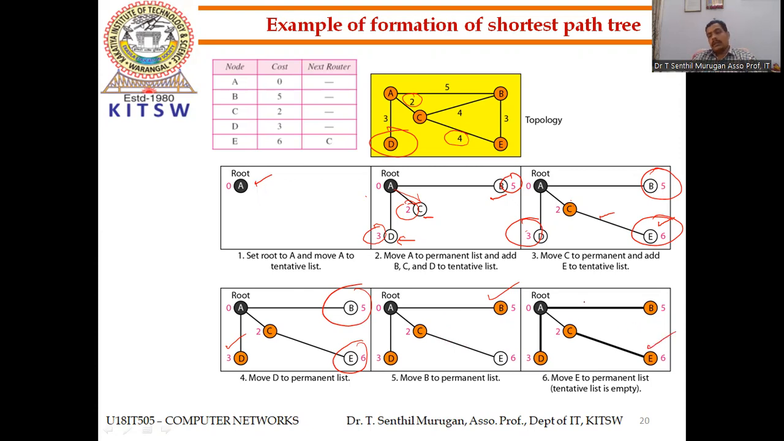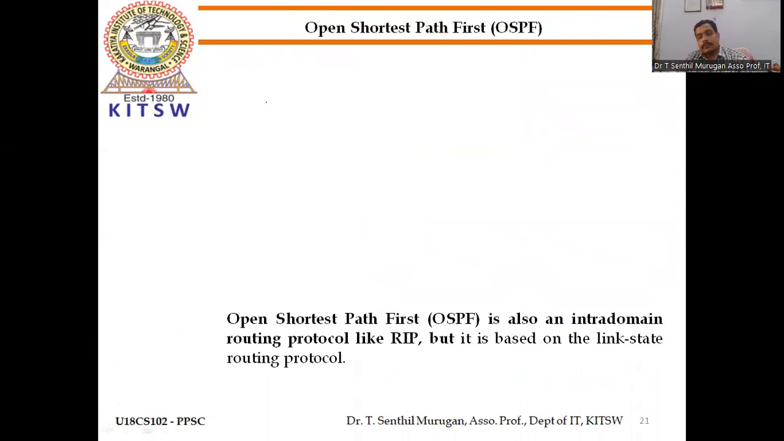So this is the link state algorithm to find the links to all other nodes from a particular node. By applying the Dijkstra algorithm, we identified the link state diagram for root A. Like that, we have to find it for all other nodes. That is the link state algorithm.